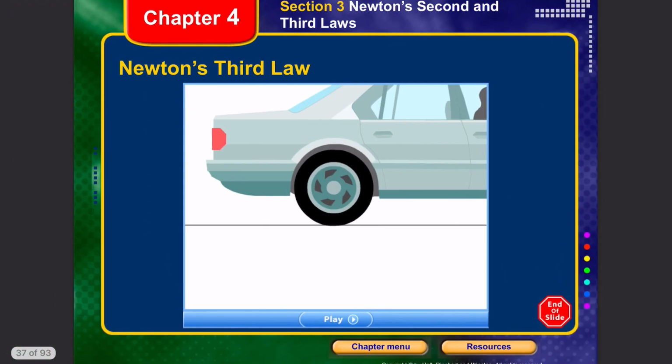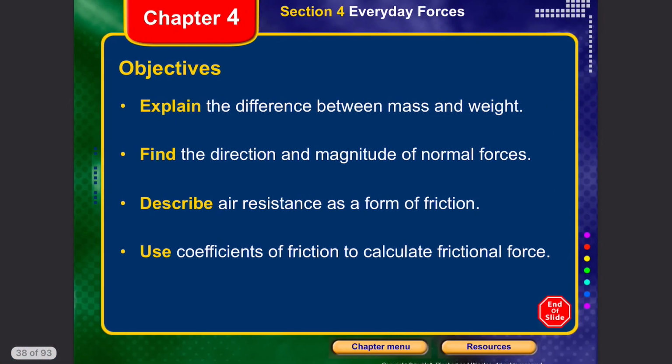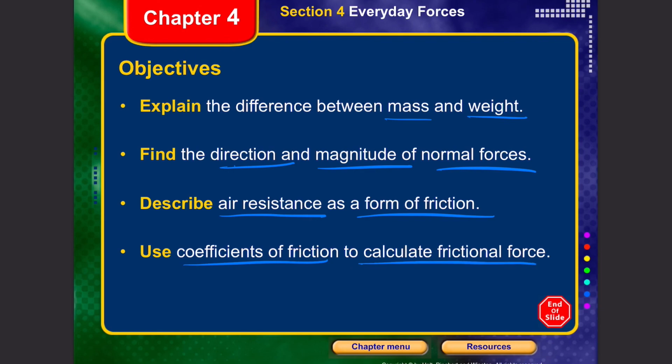So with that, we end the topic on Newton's second and third laws. In the next lecture, we'll continue our discussion on everyday forces. We're going to discuss the differences between mass and weight. We're going to talk about the direction and magnitude of normal forces, and we're going to talk about air resistance as a form of friction, and finally use the coefficient of friction to calculate the frictional force.